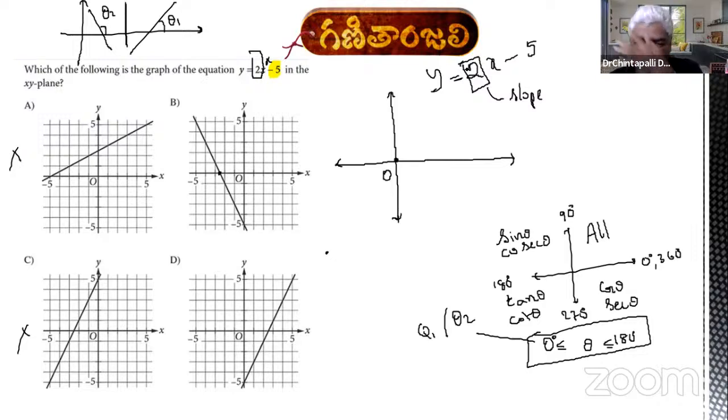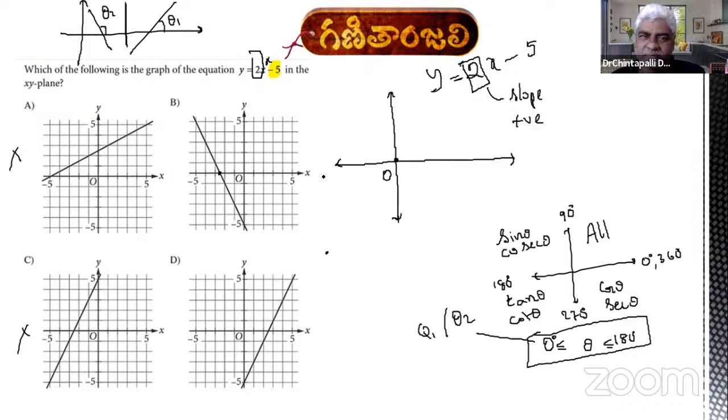See, we need to choose one from B and D, option B and option D. So in the given equation, the slope is positive, right? By seeing its shape, it's bending.